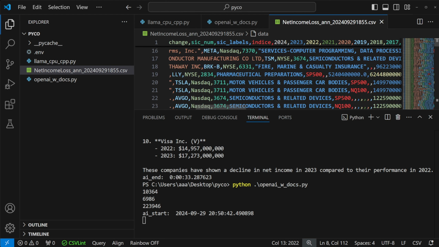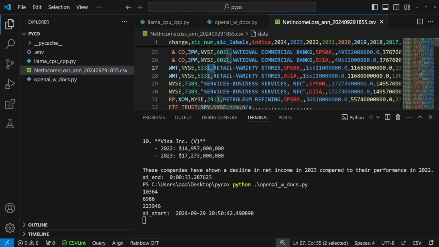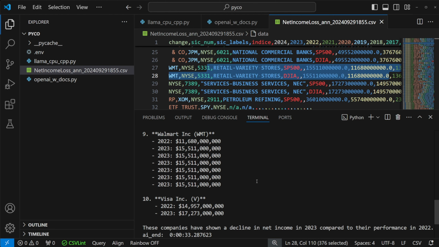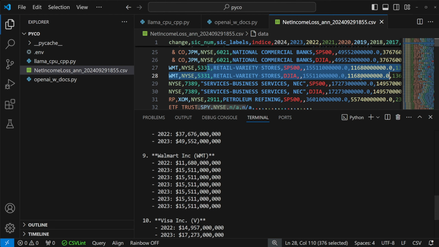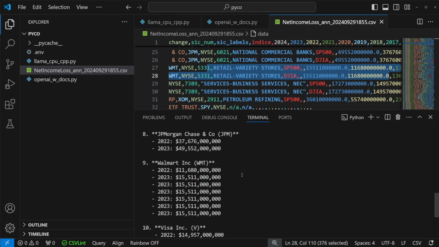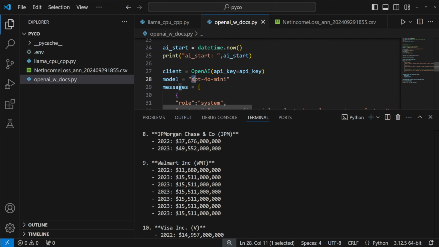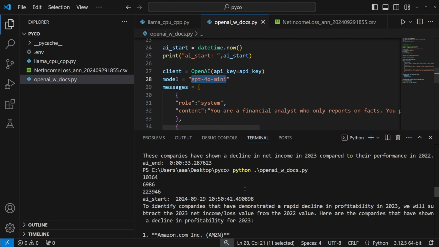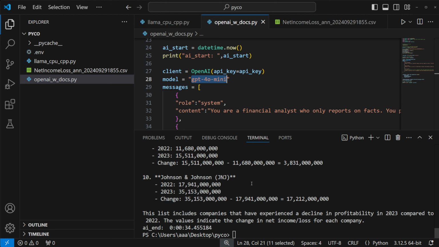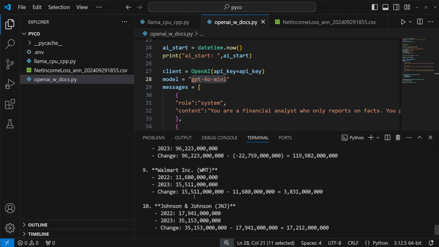Let's see if Walmart comes up here. Walmart. Why did we have like 5 entries for Walmart? At least the numbers are coming up correct. That's very good. And bear in mind, folks, that this is for ChatGPT 4.0 mini. So that is a lighter weight version than the 4.0. Okay, so in 34 seconds, let's see if we got something better.